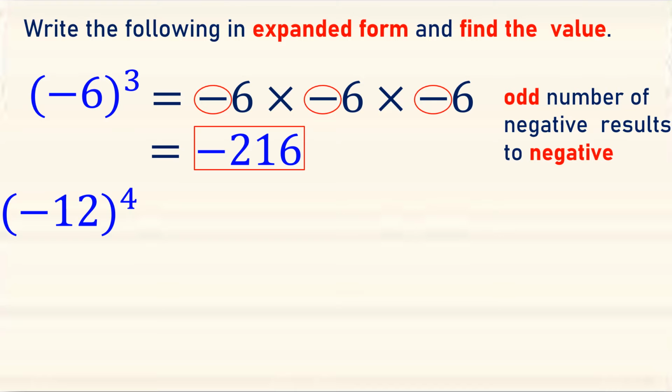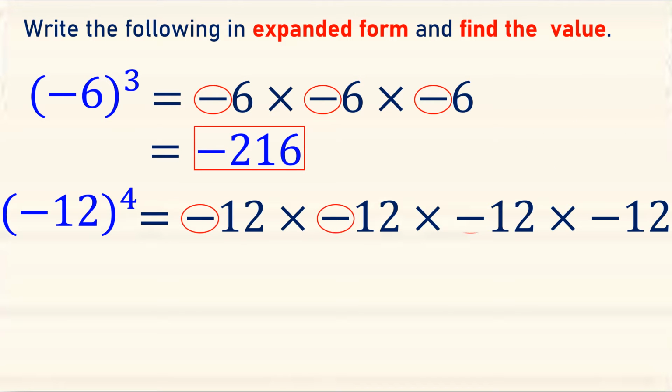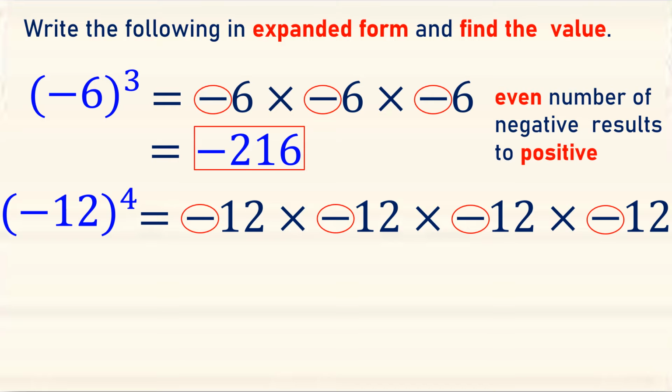And if we have negative 12 to the fourth, we are going to multiply negative 12 4 times by itself. So negative 12 times negative 12 times negative 12 times negative 12. We learned in the past that if we have an even number of negatives, the result is positive. So it is equal to 20,736.